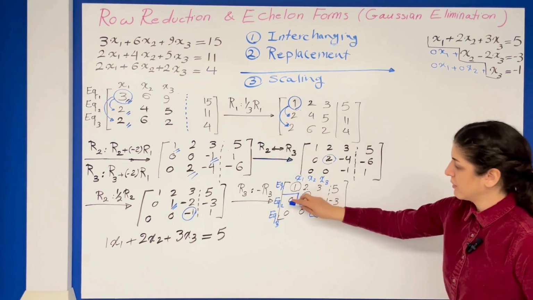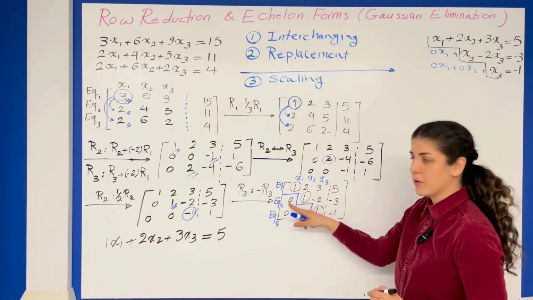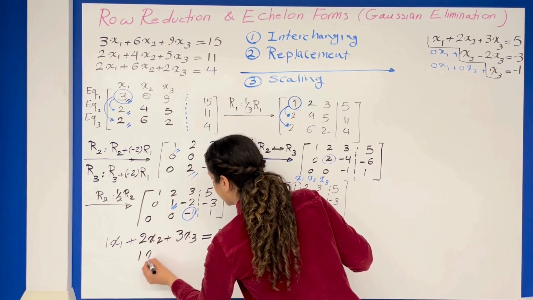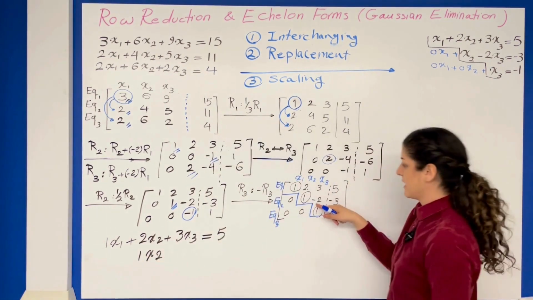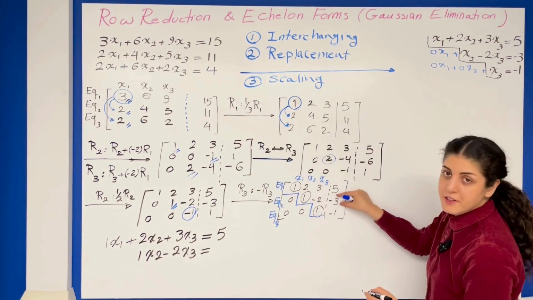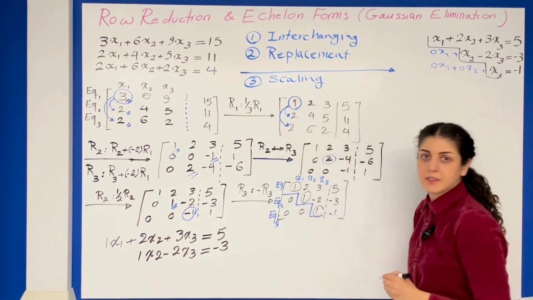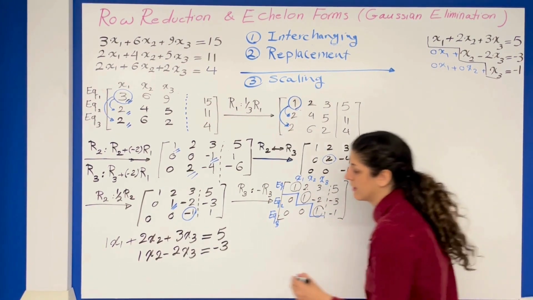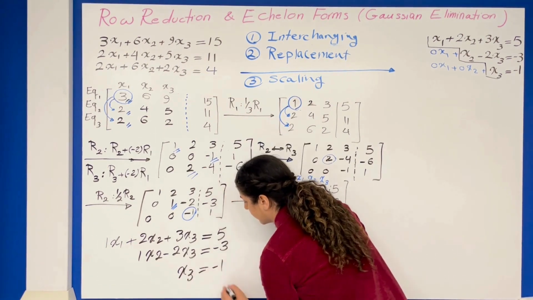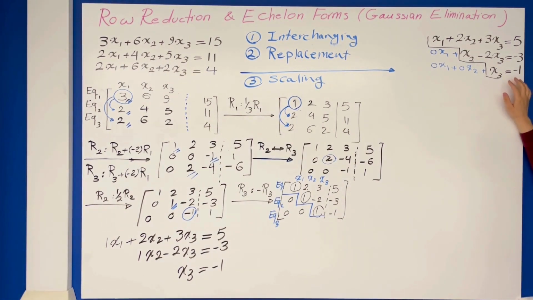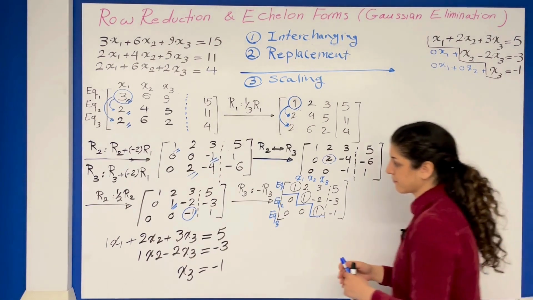The next row corresponds to the second equation. So I have 0x1. I just don't write it down. Then I have 1x2, then minus 2 times x3. And this is equal to the constant term, minus 3. Okay. And the last row, I get 1x3 equal to negative 1. So x3 equal to negative 1. Okay. Compare this with this system. This is exactly the system we wanted, right? The reduced version.